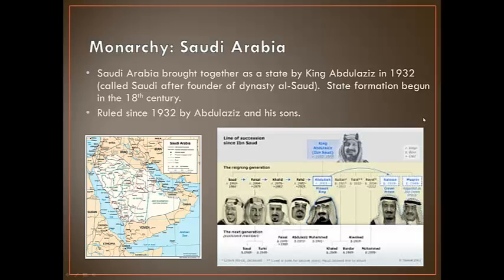The monarchy that we'll focus on today is Saudi Arabia. Saudi Arabia, as you can see from the map, is on the Arabian Peninsula. It was brought together as a state by King Abdulaziz in 1932. It was called Saudi after the founder of the dynasty, who was known as Al-Saud. The state formation had begun several hundred years earlier, though, in the 1700s. The country has been ruled since 1932, since the formation of the modern state, by Abdulaziz and his sons.